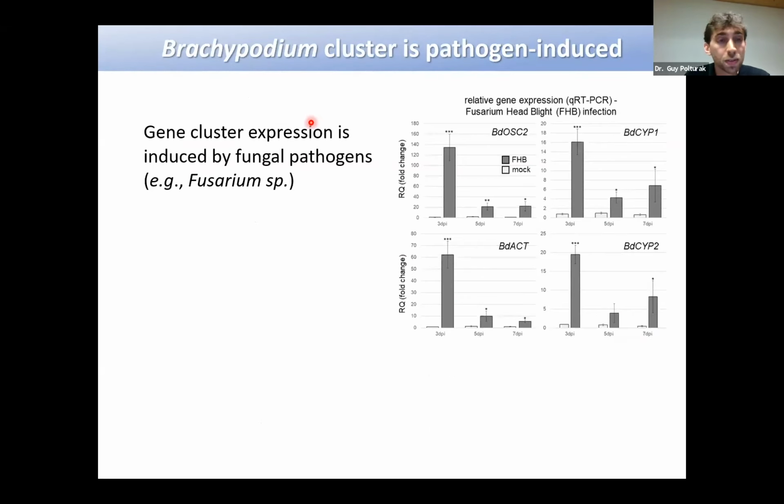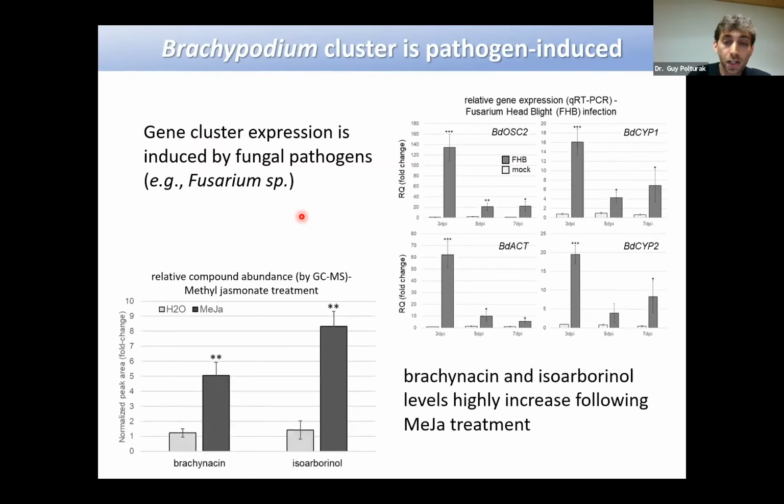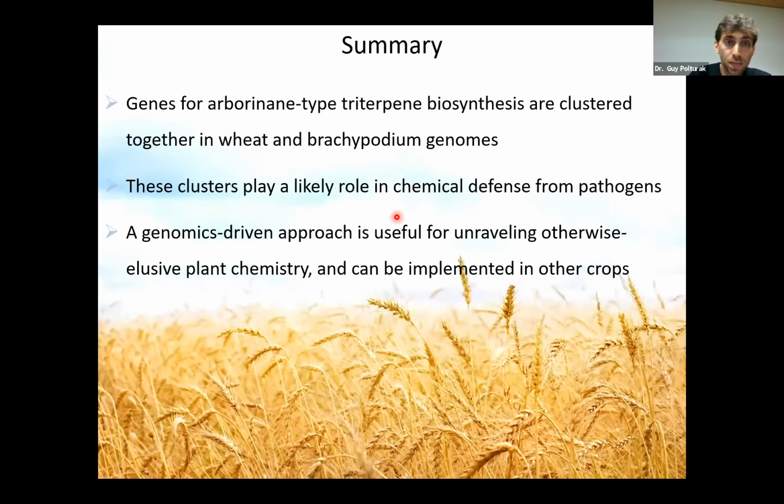Also, similarly to wheat, when you look at the genes in this cluster, you can see that they're also induced by fungal pathogens, in this case, Fusarium, for example, and also that the levels of Barkinazin and isoarborinol are also highly increased following treatment with methyl jasmonate. So this shows that similarly to wheat, the cluster in Brachypodium also has a defense-related role.